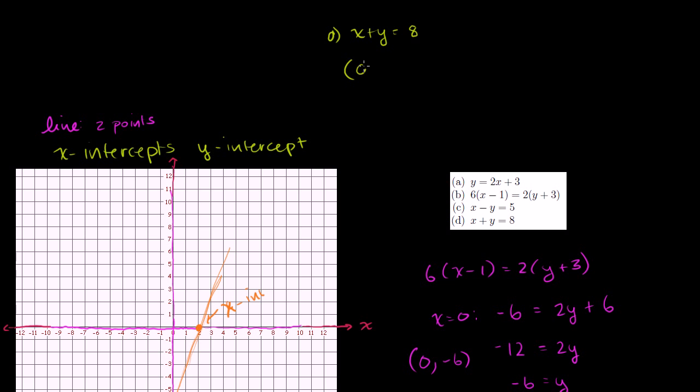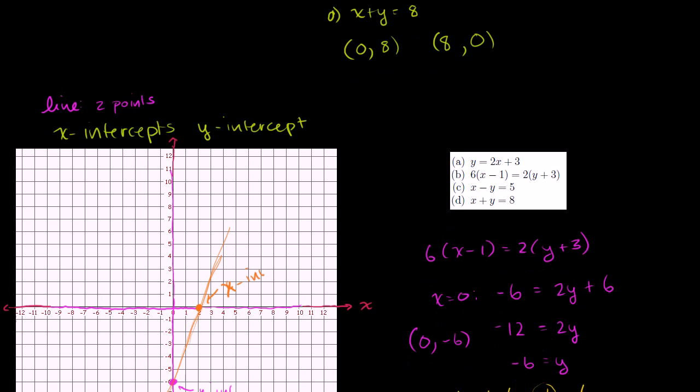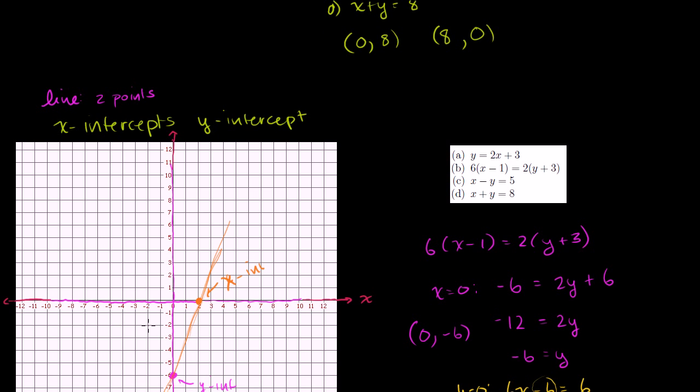When x is equal to 0, what is y equal to? If this is 0, all we have left is y is equal to 8. And then when y is 0, what is x? Well, you can just almost cover this up. Then you just get x plus 0 is equal to 8. X is equal to 8. So that was pretty straightforward right there.